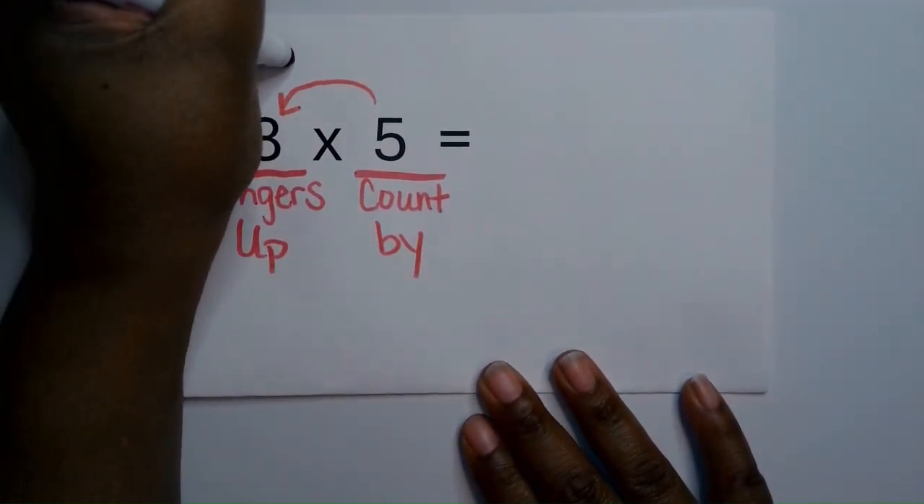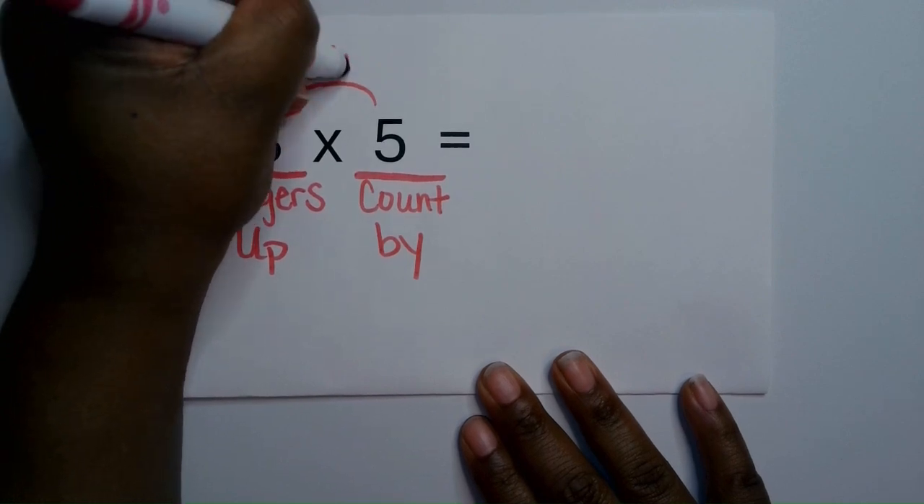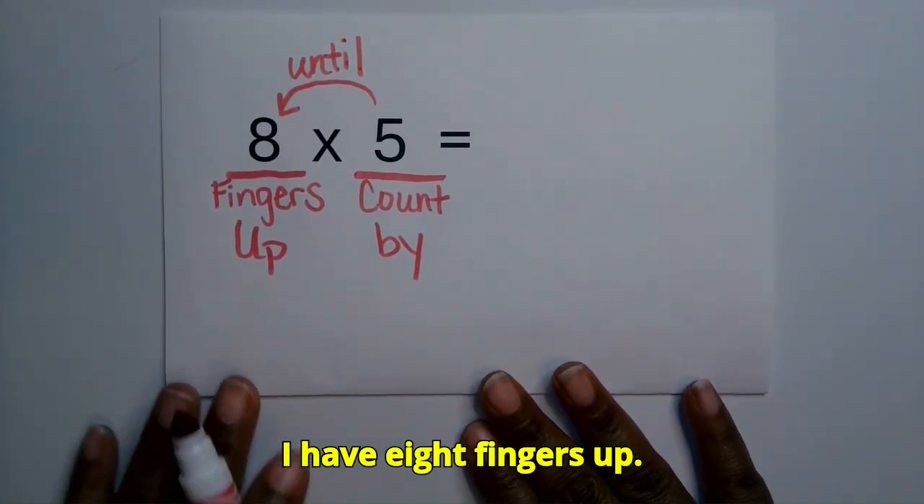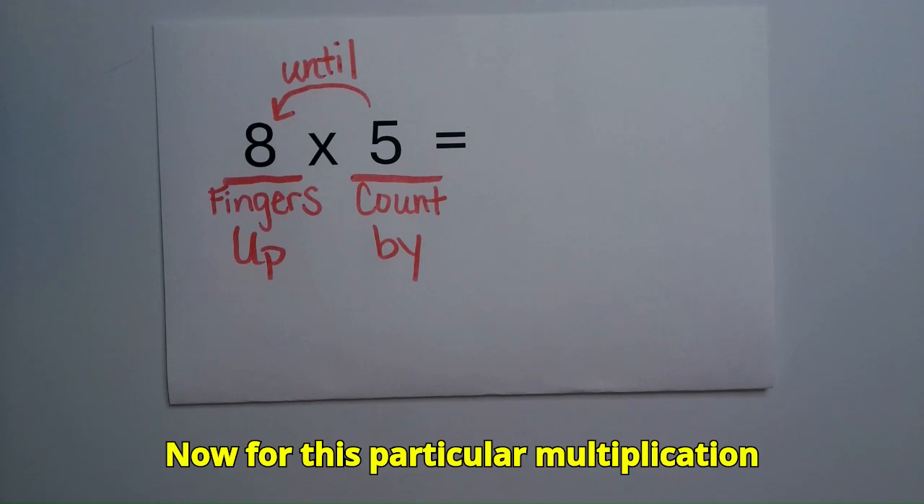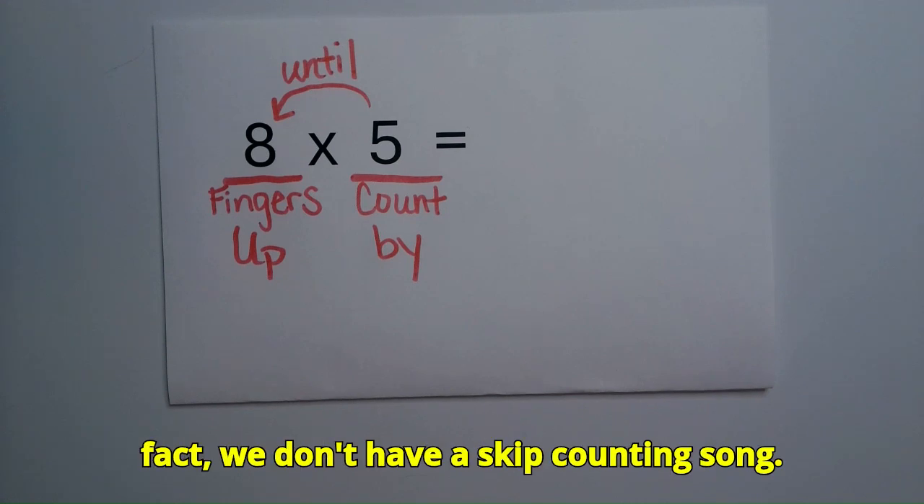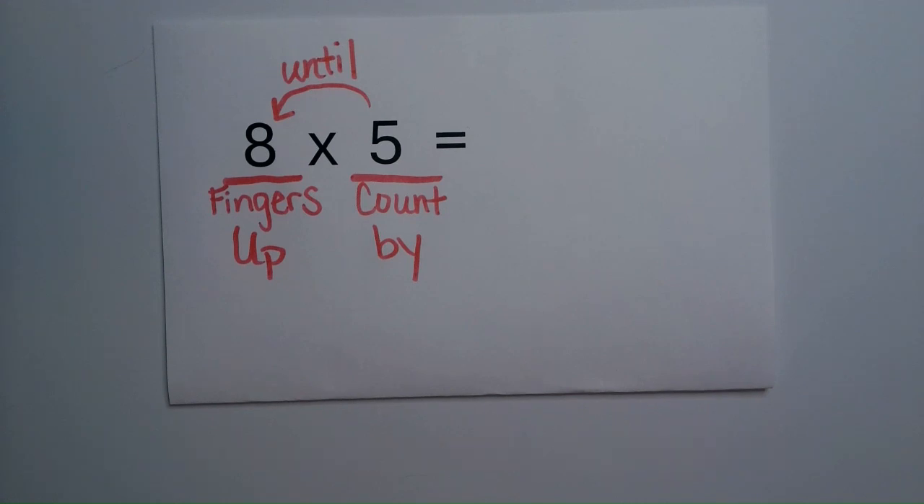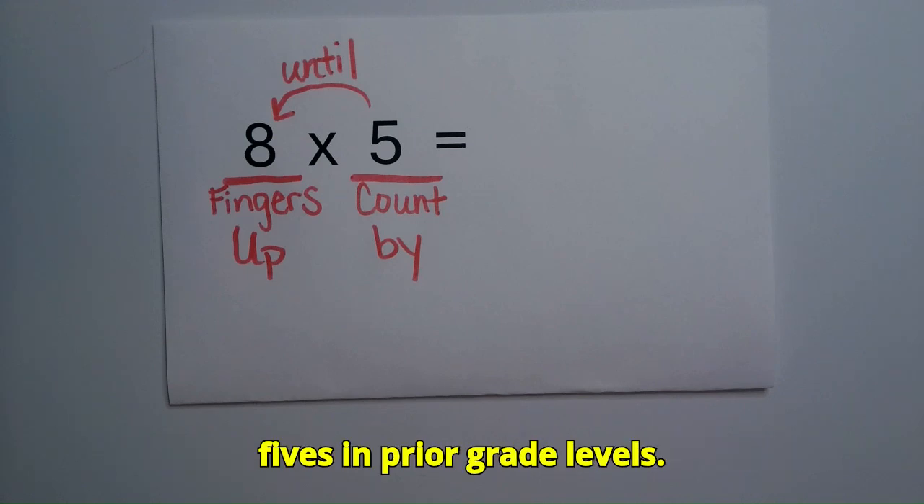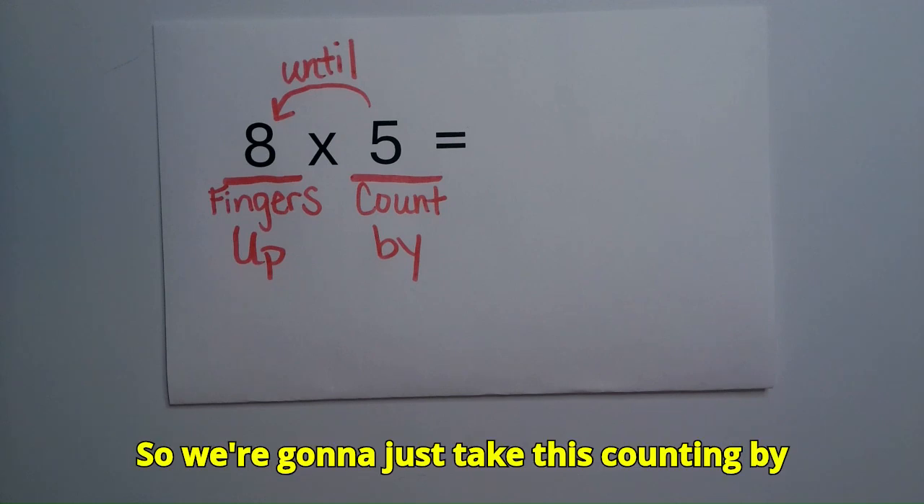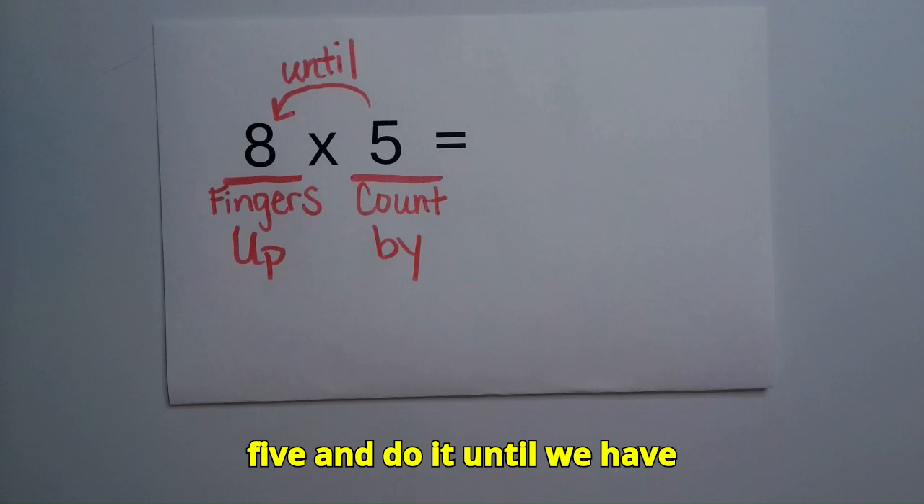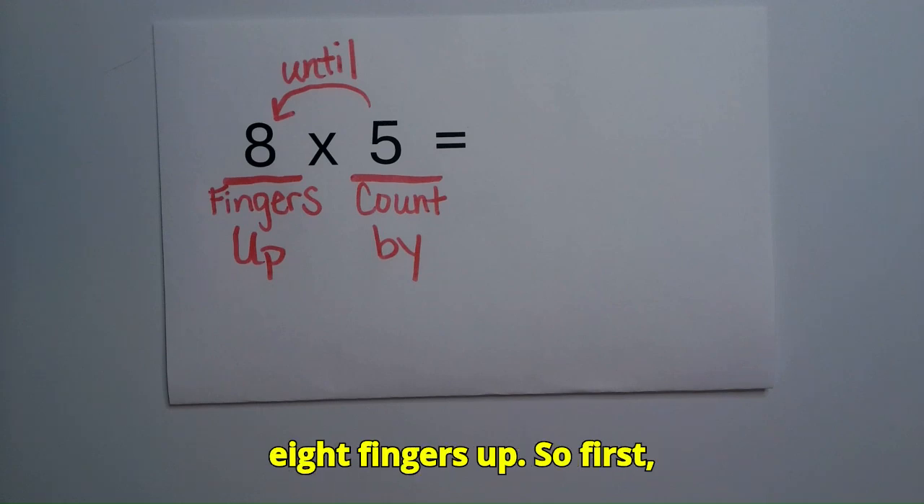until I have 8 fingers up. Now for this particular multiplication fact, we don't have a skip counting song. That's because we learned how to count by 5s in prior grade levels. So we're going to just take this counting by 5 and do it until we have 8 fingers up.